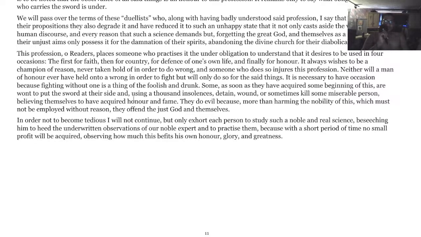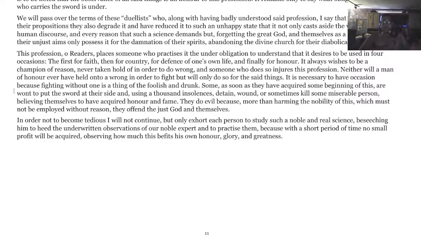Some, as soon as they have acquired some beginning of this, are wont to put the sword at their side, and using a thousand insolences detain, wound, and sometimes kill some miserable person, believing themselves to have acquired honor and fame. They do evil because, more than harming the nobility of this, which must not be employed without reason, they offend the just. Instead of just God and themselves, I would say the just ethics and themselves.